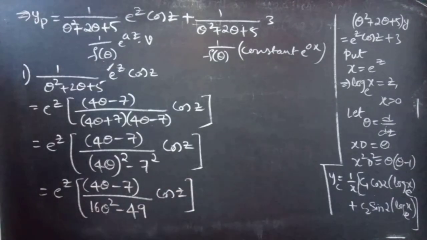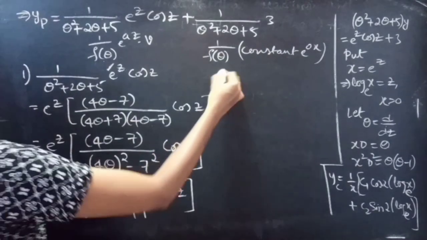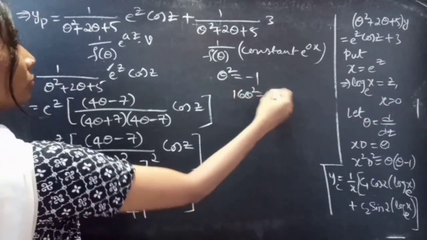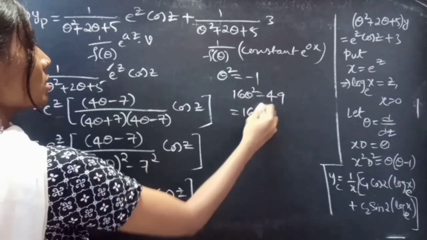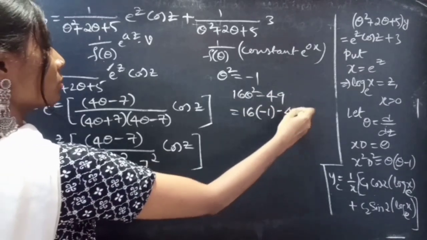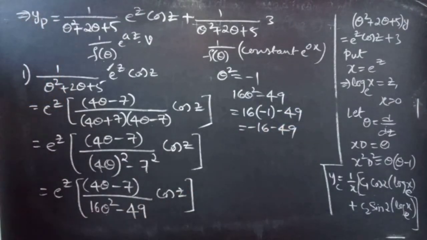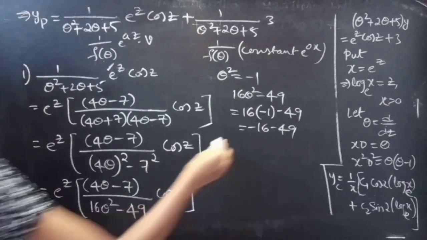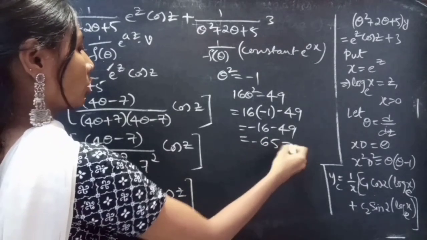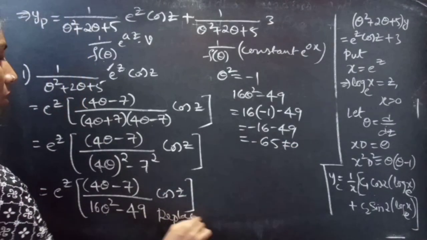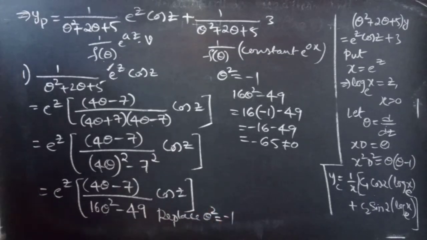Again, θ² appears in the denominator, so we have to replace θ² by −1. First, we will check what happens if we replace θ² by −1 in the denominator. I'll take the denominator part. This is equal to 16 of −1 minus 49, which is −16 − 49. It is −65, non-zero. So we can replace θ² here by −1.